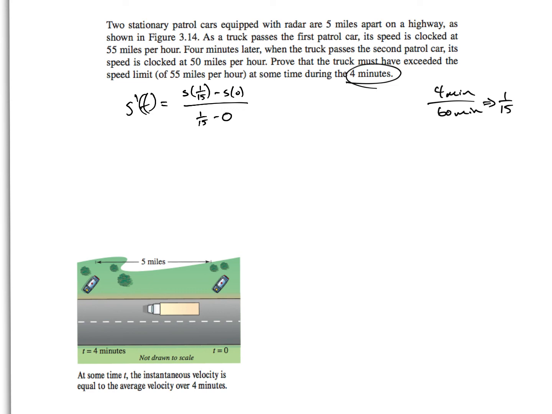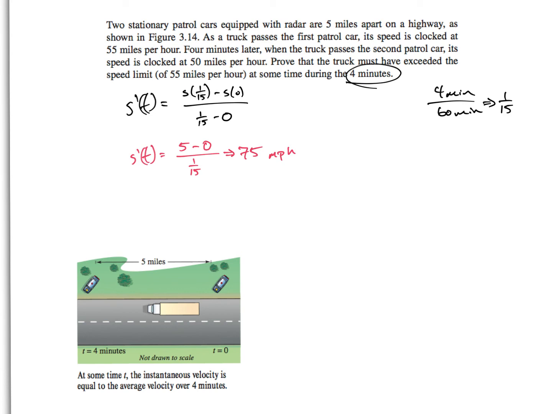Now, how far apart were these police? 5 miles. So what is S of 1/15? What is my position at 1/15 of an hour? 5 miles. So I have S prime of t, which is equal to 5 minus, well, where did they start? At 0 over 1/15. So I have 5 over 1/15. Now, when you divide, you multiply by its reciprocal. So how fast was the average speed? 75. So the average speed of that trucker was 75 miles per hour.